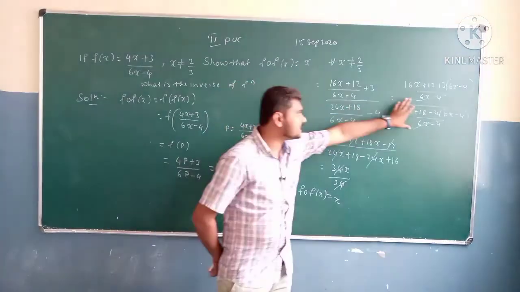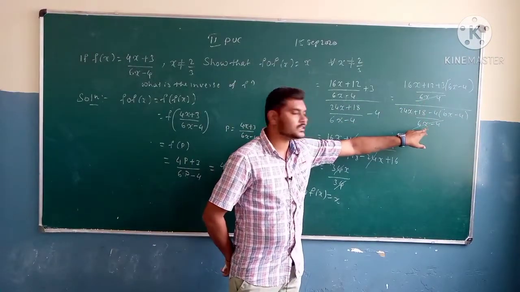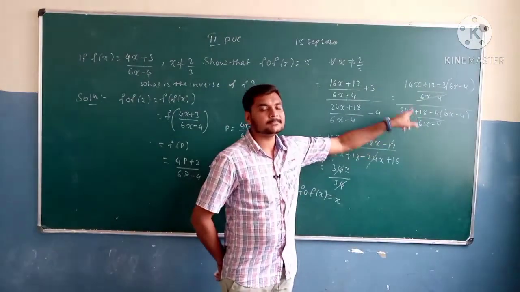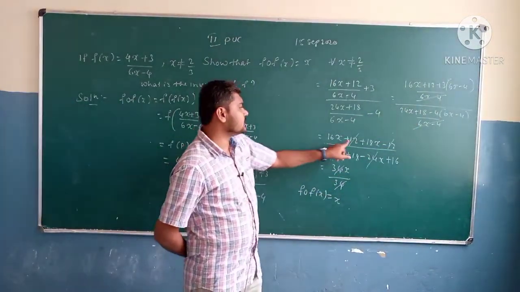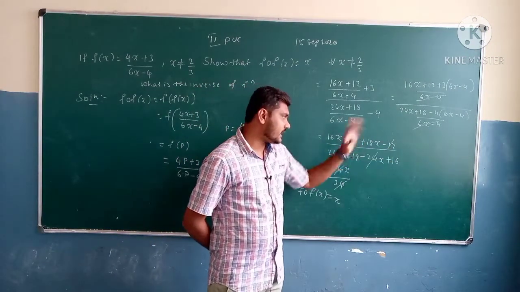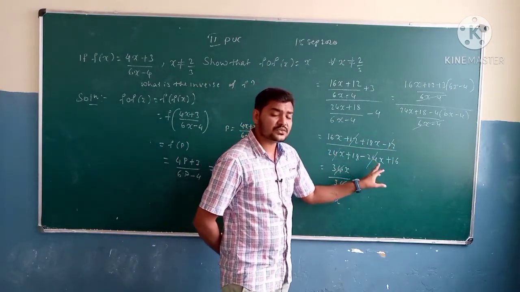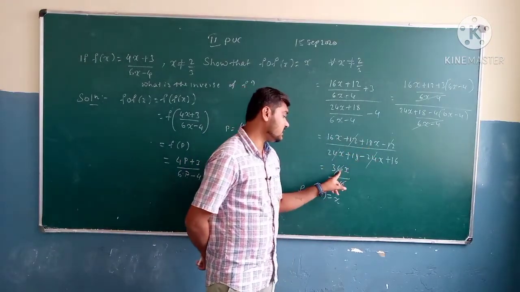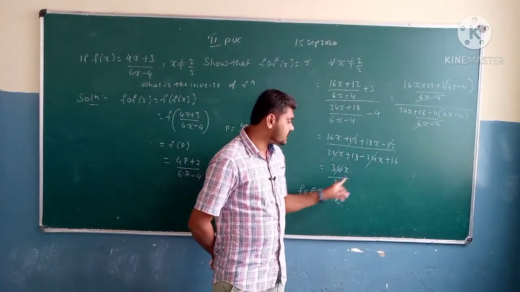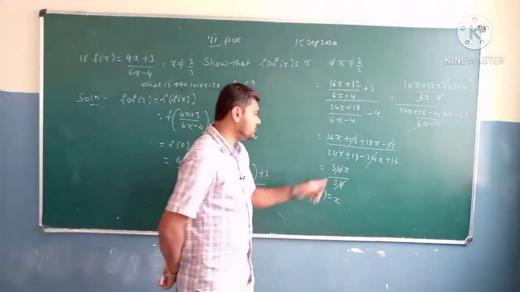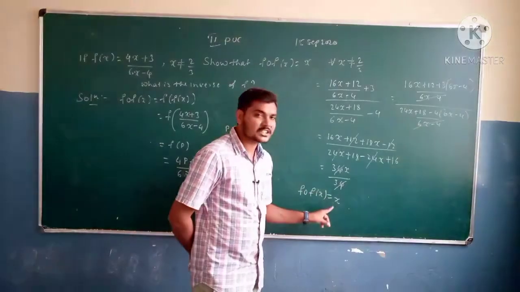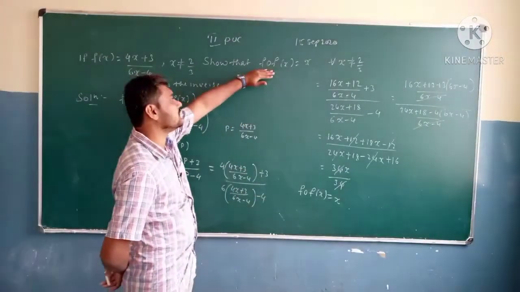And here I am going to cancel the 6x minus 4 in both the numerator as well as the denominator. Plus 12 and minus 12 cancel each other. 24x and minus 24x cancel each other. Here 16x plus 18x is going to be 34x, and 18 plus 16 is again going to be 34. So 34 cancel each other. The remaining is going to be x. So f of f of x is equal to x. So these things are okay.